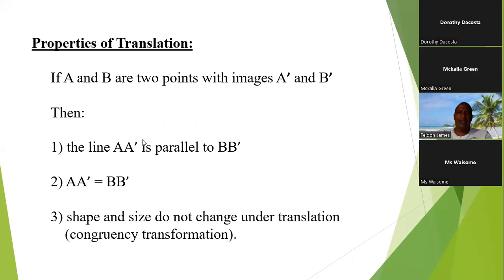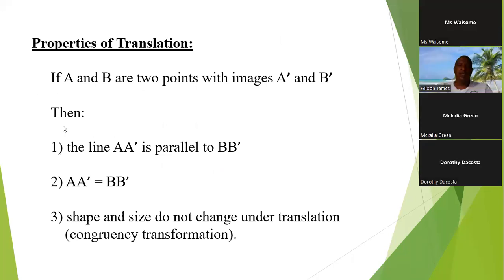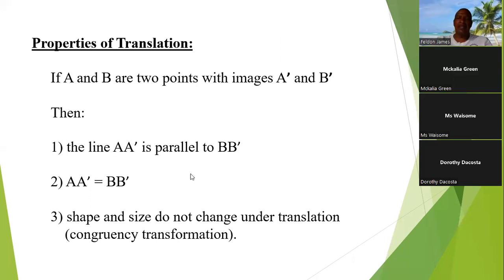All right. So that's what they're saying now. The line A dash is parallel to the line B dash. Now, the line A to A dash is equal to the line B to B dash. What it is saying is that the length of the line A to A dash is also equal to the length of the line B to B dash, right?